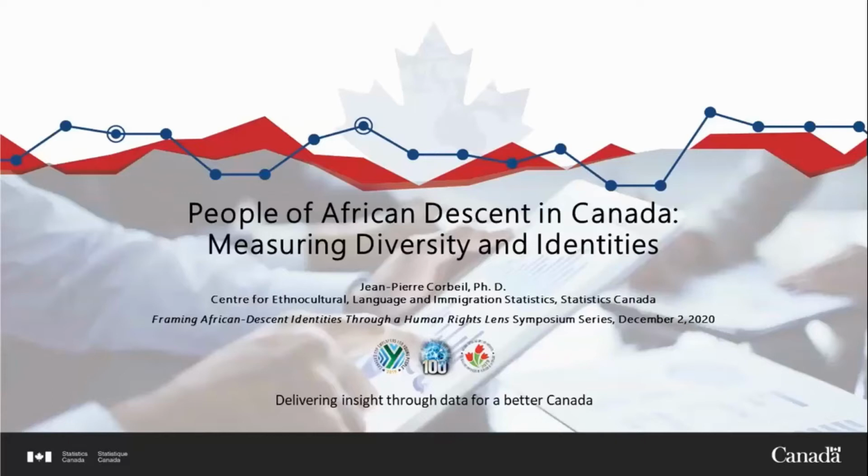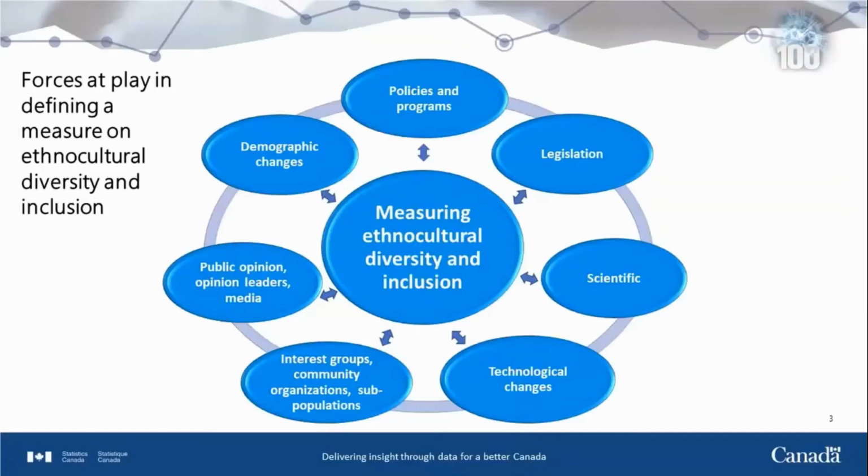The idea is really to show that the choices of concepts, methods, and tools used to measure and analyze the ethnocultural diversity of the Canadian population are not arbitrary, but depend on a combination of factors. For example, demographic changes, the influence of government policies and programs, legislative bodies, scientific developments and research, technological changes, public opinion. They all affect how diversity is measured, collected, and communicated.